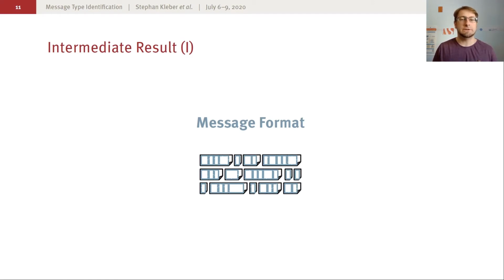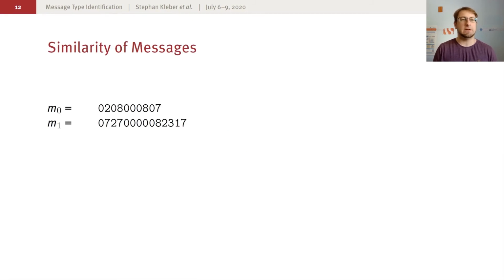We now use the dissimilarity of segments to calculate the similarity between messages. For this, let's have a look at an example of 2 messages, M0 and M1, with the given byte values. Let's assume that they are segmented into the shown segments. We can now apply a sequence alignment algorithm that determines which parts of the messages are most similar to each other and thus can be aligned to form a common structure.